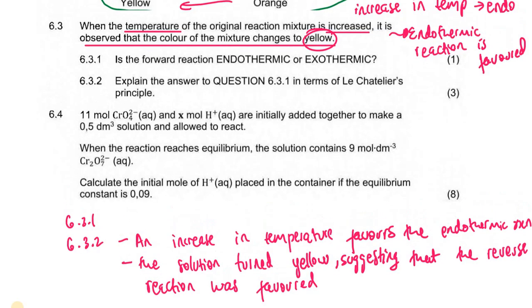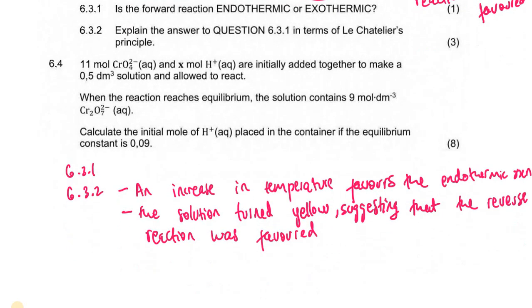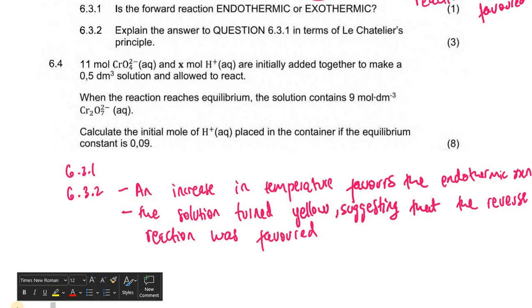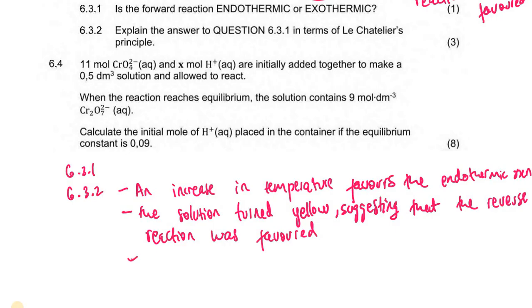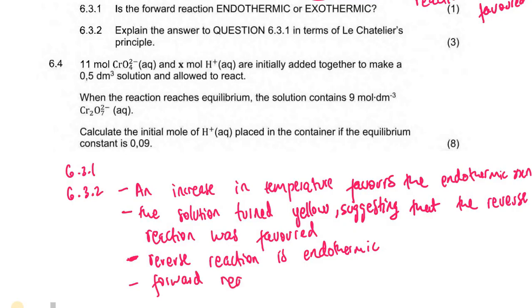Now, since the reverse reaction was favored, then that means the reverse reaction is what? That means the reverse reaction is endo, because the system favors the endothermic reaction. So since the reverse reaction was the one that was favored, it means the reverse reaction is endothermic. If the reverse reaction is endothermic, that means therefore the forward reaction is what? The forward reaction is exothermic.